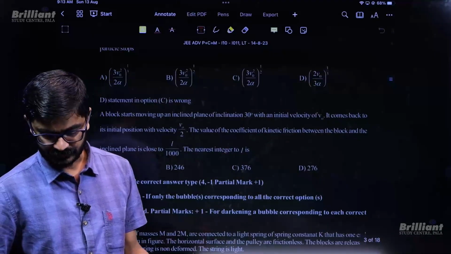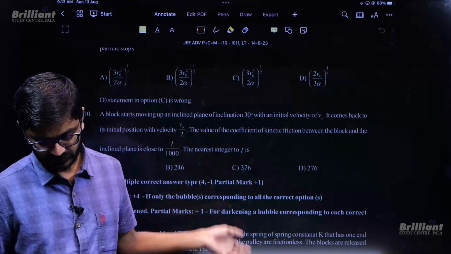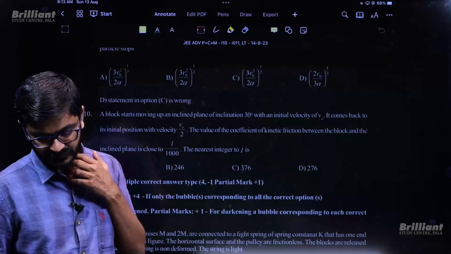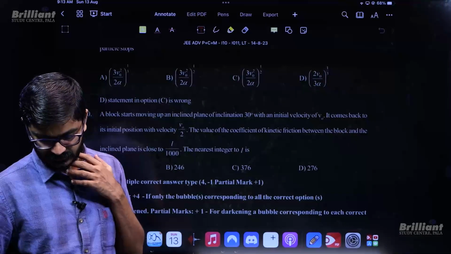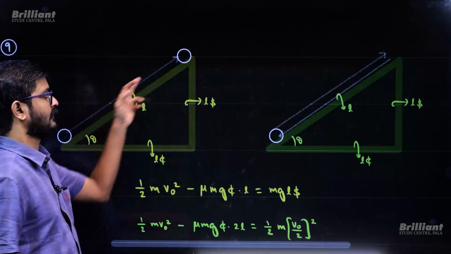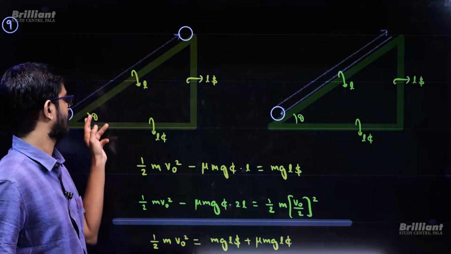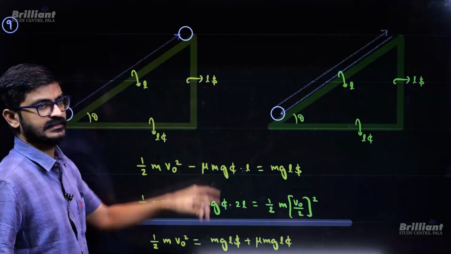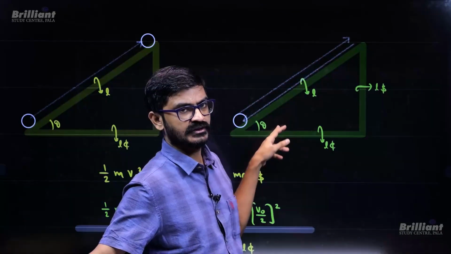A block starts moving up the incline of inclination 30 degrees with initial velocity v0. It comes back to initial position with v0 by 2. The value of coefficient of kinetic friction between the block and the inclined plane is L by 1000, then the closest integer to L. So while it is going up, let me say it is traveling a distance L, this angle is given, so this will be L cos theta, L sin theta.